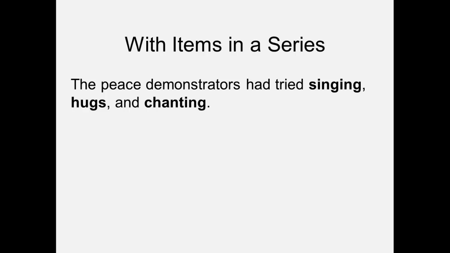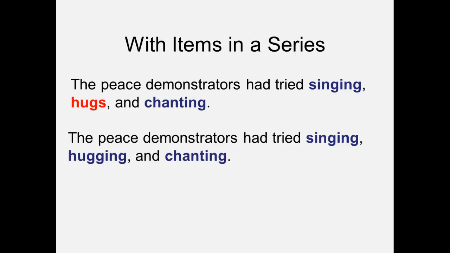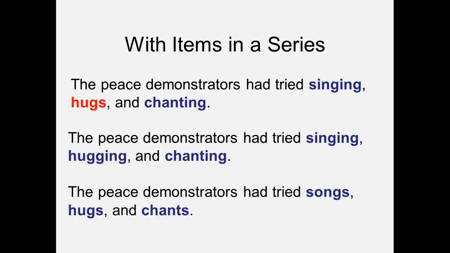Here's an example. The peace demonstrators had tried singing, hugs, and chanting. Well, one of these things is not like the other. It's like that old Sesame Street game. If you notice, hugs is not in the same grammatical form as the other two, so we change it. Now we have singing, hugging, and chanting, and everything's parallel. I could have changed it another way as well. Change it all to songs, hugs, and chants. Either way works just fine.